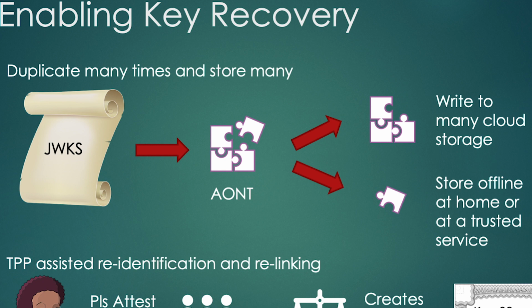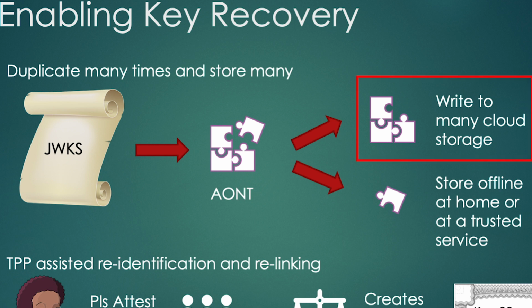The first approach is to duplicate many times and store many copies. Typically, my key is represented in a JWKS, JSON Web Key Set. Then you can transform it with an all-or-nothing transform. AONT, all-or-nothing transform, is a kind of transform where if you don't have all the fragments, you won't be able to recover anything. So you can split it into a big portion and a small portion.